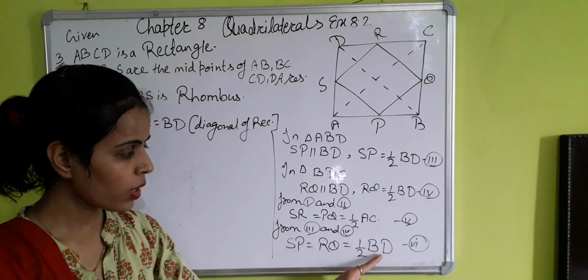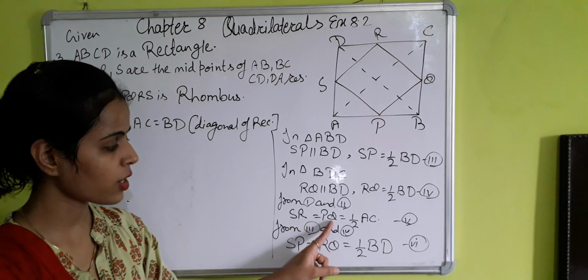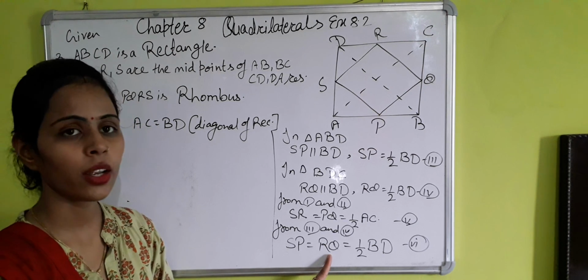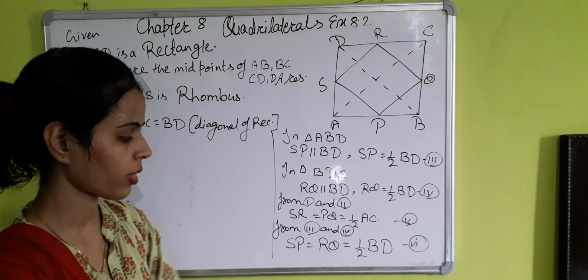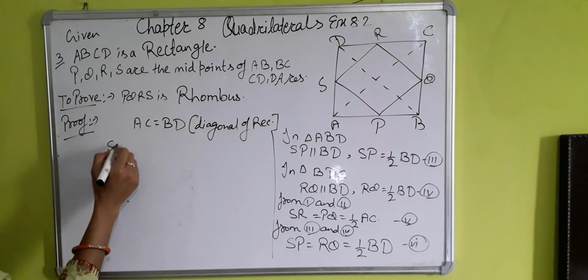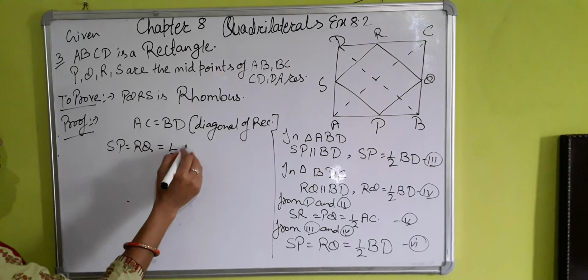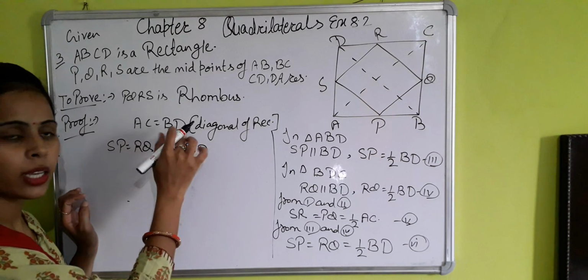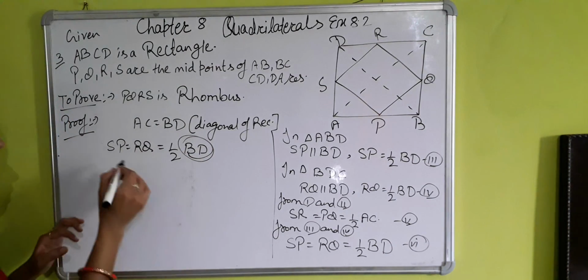If AC is equal to BD, then we can say that SR is equal to PQ is equal to SP is equal to RQ. In this equation, SR is equal to half of BD. AC and BD are equal, so write AC in place of BD.